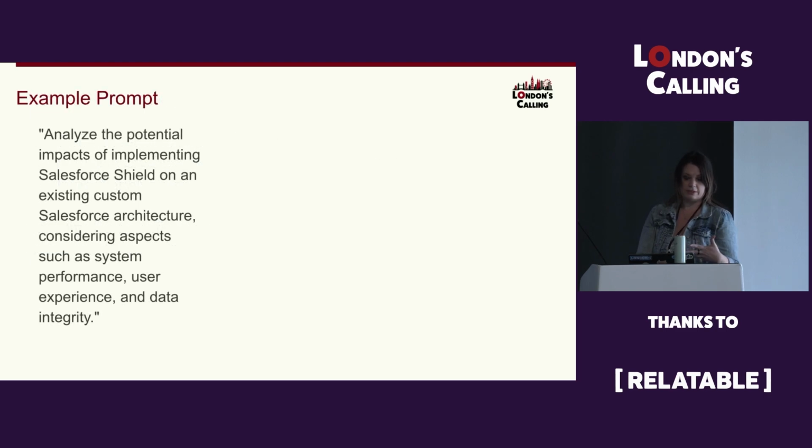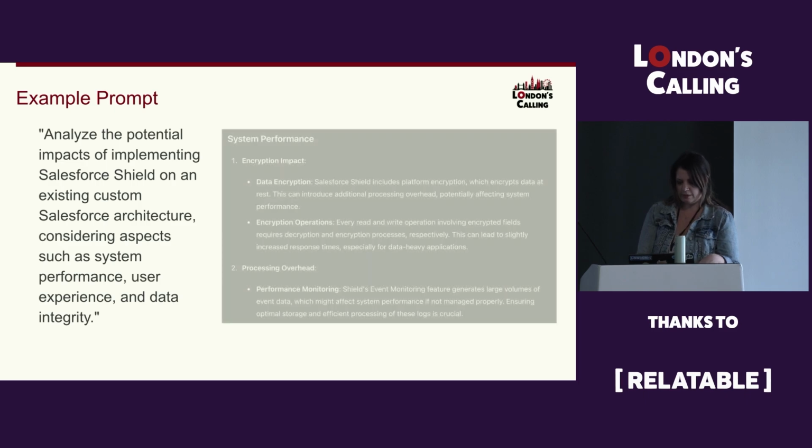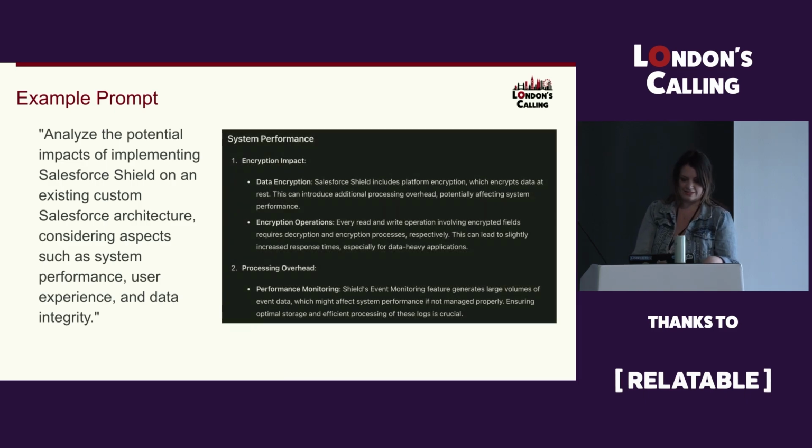So an example prompt that I might use would be to analyze the potential impacts of implementing Salesforce Shield on an existing custom Salesforce architecture, and I want it to consider aspects such as system performance, user experience, and data integrity. So if I pop this into OpenAI or ChatGPT or any of the other ones out there, it might give me something like this.